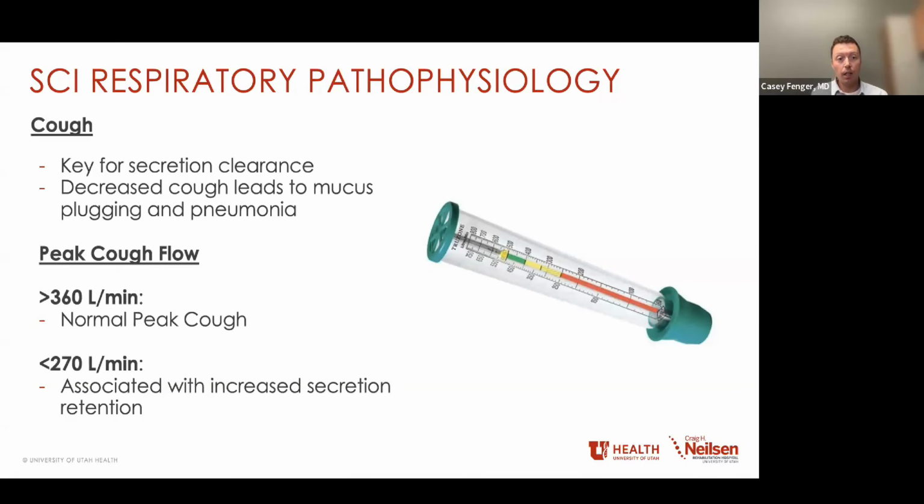But anyways, a normal peak cough flow is greater than 360 liters per minute. Anything less than 270 is associated with increased secretion retention. And again, putting you at risk for that mucus plugging and pneumonia.